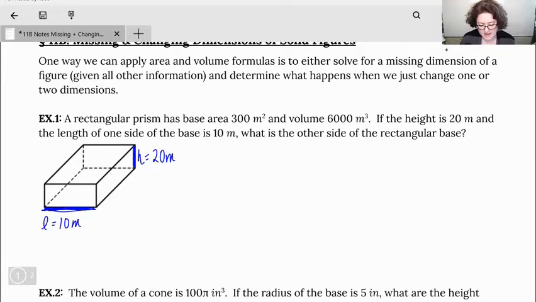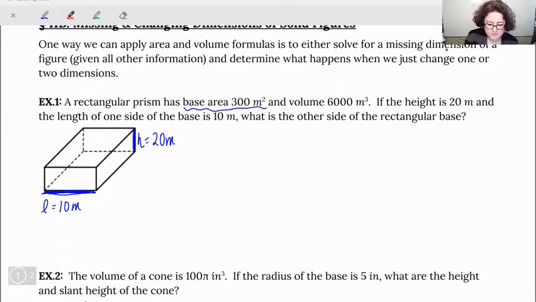So we could either look at base area is 300. Well, wait a second. Our base, or the bottom of our figure, and let me change my color on this. So let's look at red. If we're looking at the base here, they're telling us the area of that base is 300, and they gave us 10 as one of the lengths. So we could use that to solve. Or let's see, they gave us the volume as well. In any case, they're asking us to solve for what's the other side of the rectangular base. So we're looking for this length right here.